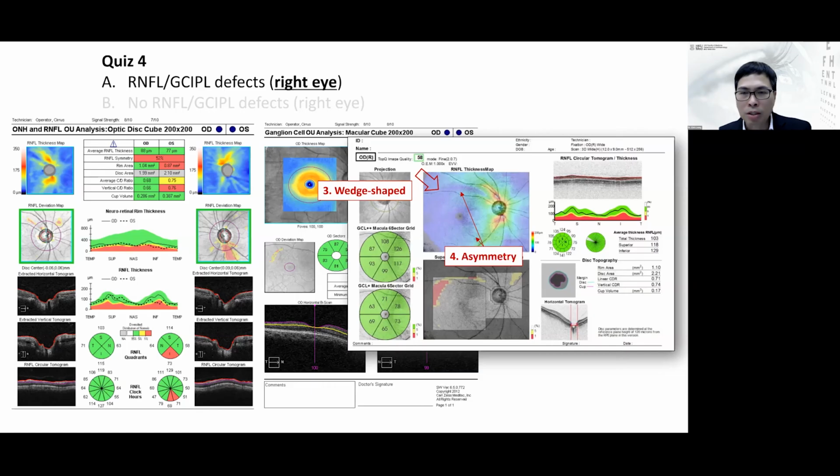Visual field is not always required in the diagnosis of glaucoma, but for these cases, when you have suspicion there is a defect there, it's helpful to have a visual field to confirm the abnormality.